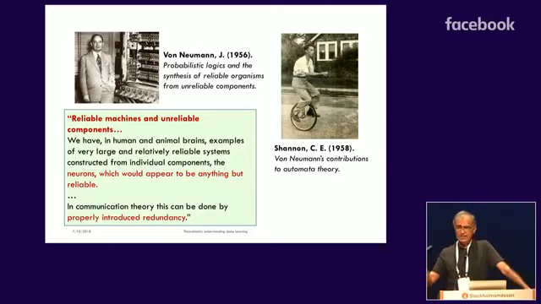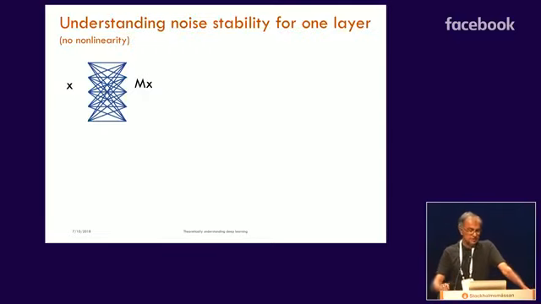But wait, in deep nets, there are no error-correcting codes, right? So what's going on in deep nets? Let me tell you the noise stability notion, where this noise stability may arise in a deep net. Let's consider one layer, a fully connected layer with no nonlinearities. That's just a matrix transformation. You input some vector x into the layer, and out comes Mx, where M is the matrix of the layer.